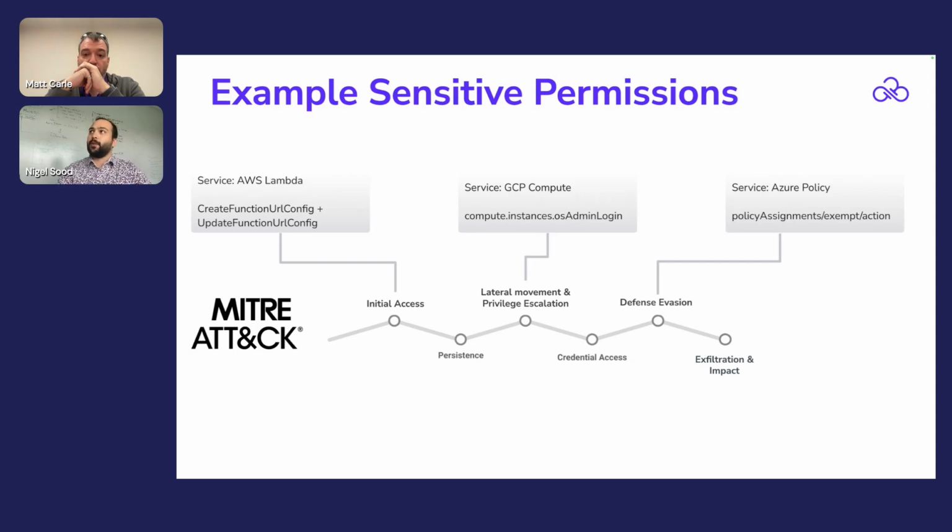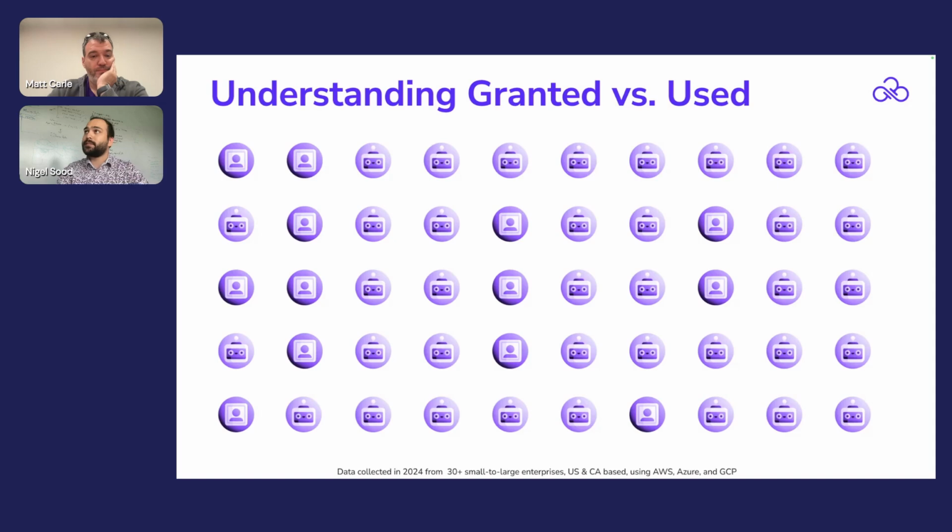We've got some from AWS, GCP, and Azure across some of these different MITRE tactics. But I'm going to pass it back over to Matt really quickly. Now that we have a really good definition for our sensitive permissions, we can talk a bit more about some specific stats for those.